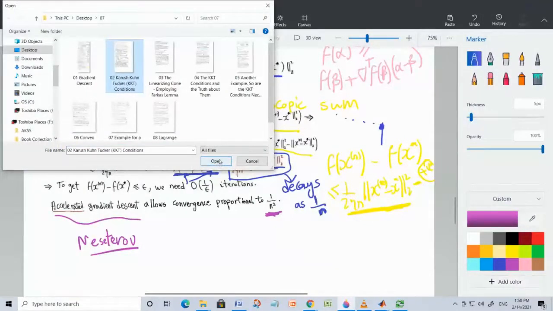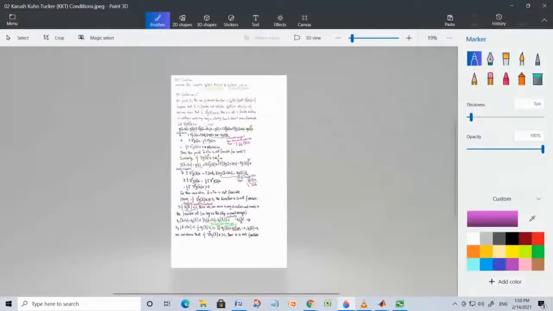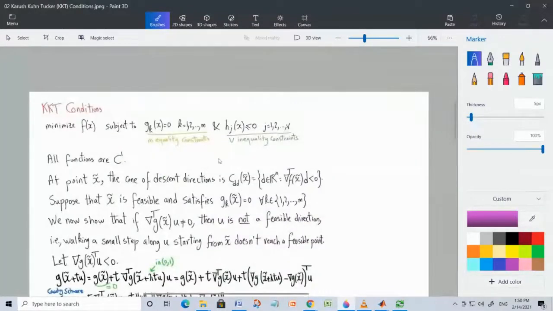So gradient descent is very important. The first few lines, telling you the philosophy of gradient descent, why it works, are very important. And this proof of convergence is sort of a classic that you must know. Okay.